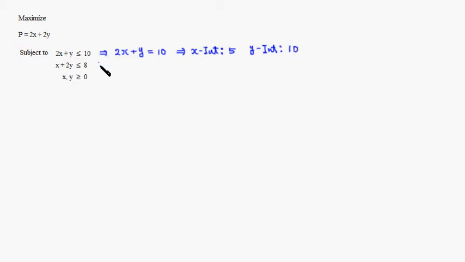Right, let's do the same thing with the second inequality. So turn that into an equality. You have x plus 2y is equal to 8. From there, we can easily find the x-intercept: put 0 here, it's 8. And the y-intercept is going to be, 2y equals 8, it's 4. Right? So let's sketch the picture.